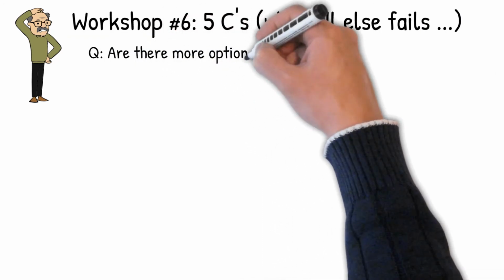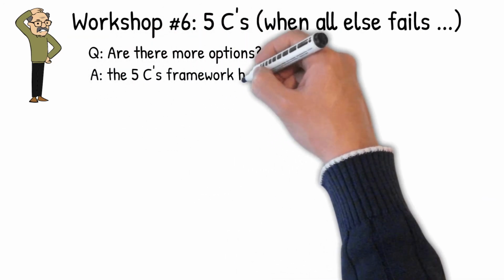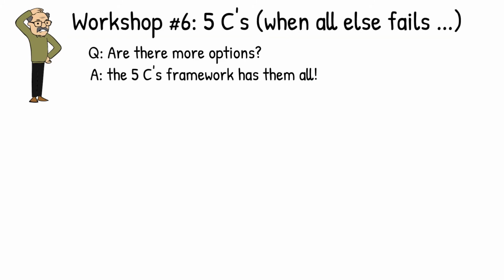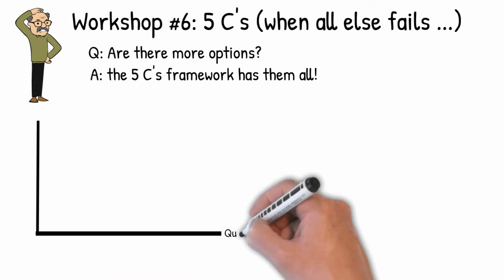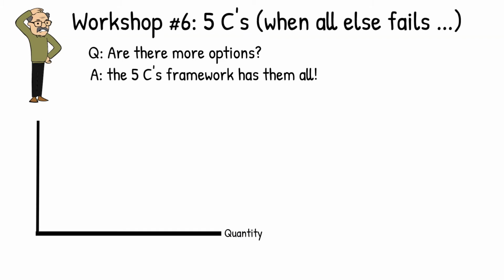What is the last workshop? It's called the 5 C's framework. If you're not sure you've covered every possible idea, this framework pretty much covers everything you can possibly do. It has its origins in microeconomics. You may be familiar with something called the demand curve.